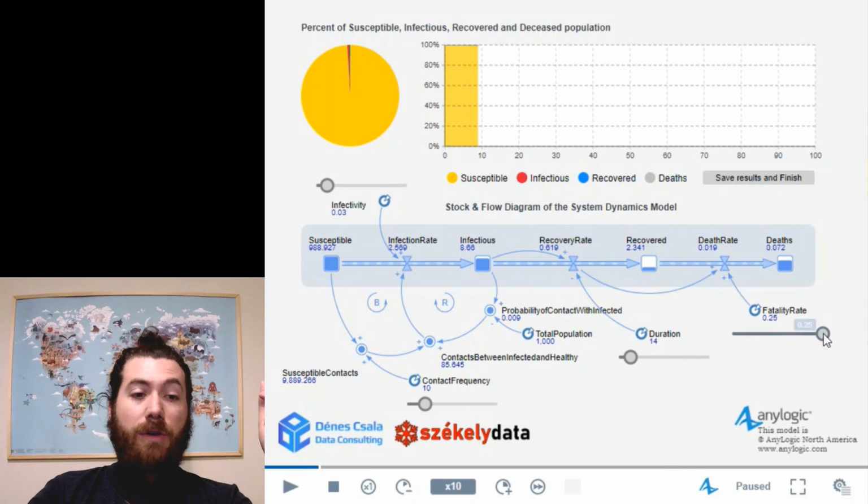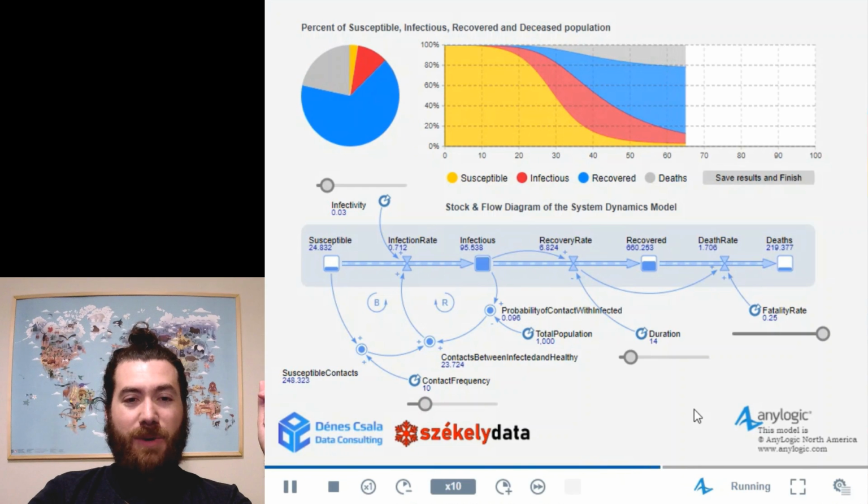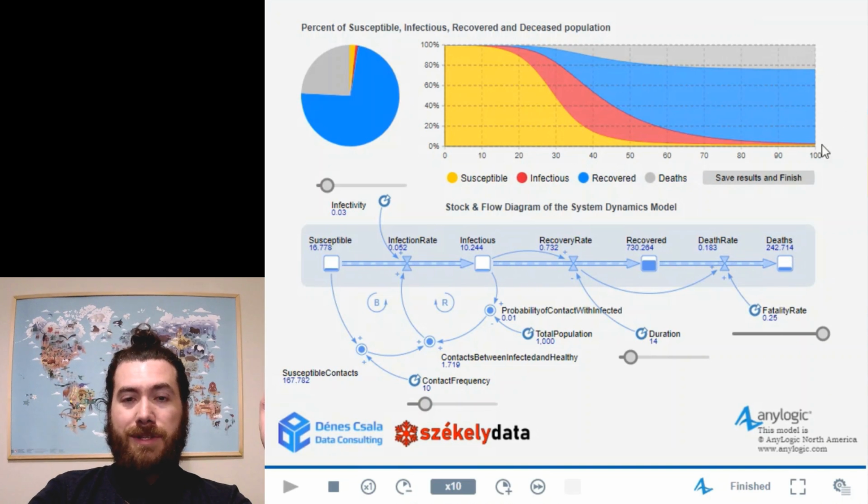is the recovery part. And then of course, if I have a higher fatality rate, let's say a 1 in 4 chance of passing away if you caught the disease, then of course the ratio of recovered versus deceased is going to be much higher.